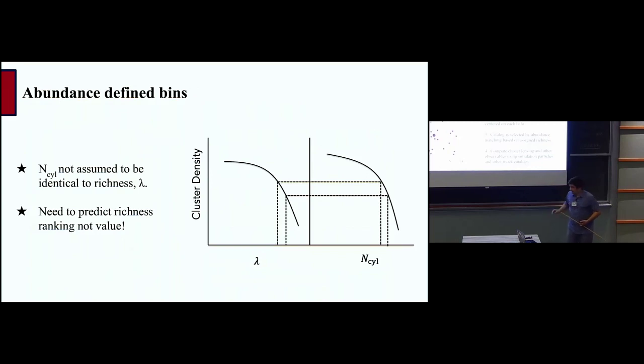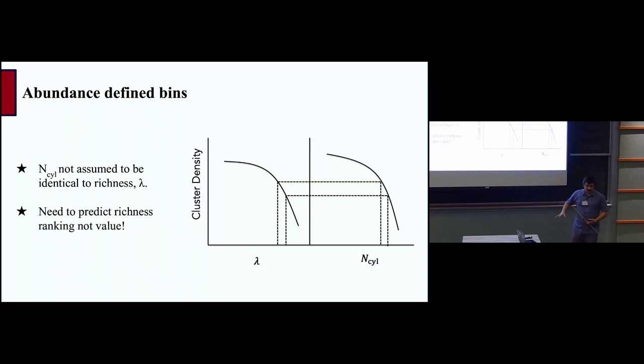So one word on this abundance matching: what you're doing here is taking the cluster sample, which is defined by richness in the data, and matching the cluster density to not the richness, but the cylinder count in the actual simulation. And what this does is it relaxes our modeling requirements. Now we only have to predict the richness ranking, not the actual numerical value. So you do this and you can make your cluster selection in your simulation, cross-correlate with the particles, and do all the other steps that I listed.